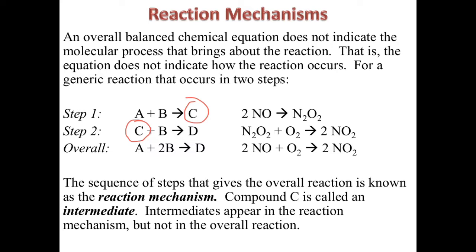Well, let's look at an actual reaction. If we take two nitrogen monoxides and put them together, we get dinitrogen dioxide, which is an intermediate. That intermediate is used up by reacting with oxygen in the second step to make two nitrogen dioxides, with the overall mechanism being two nitrogen monoxides plus oxygen to make two nitrogen dioxides.